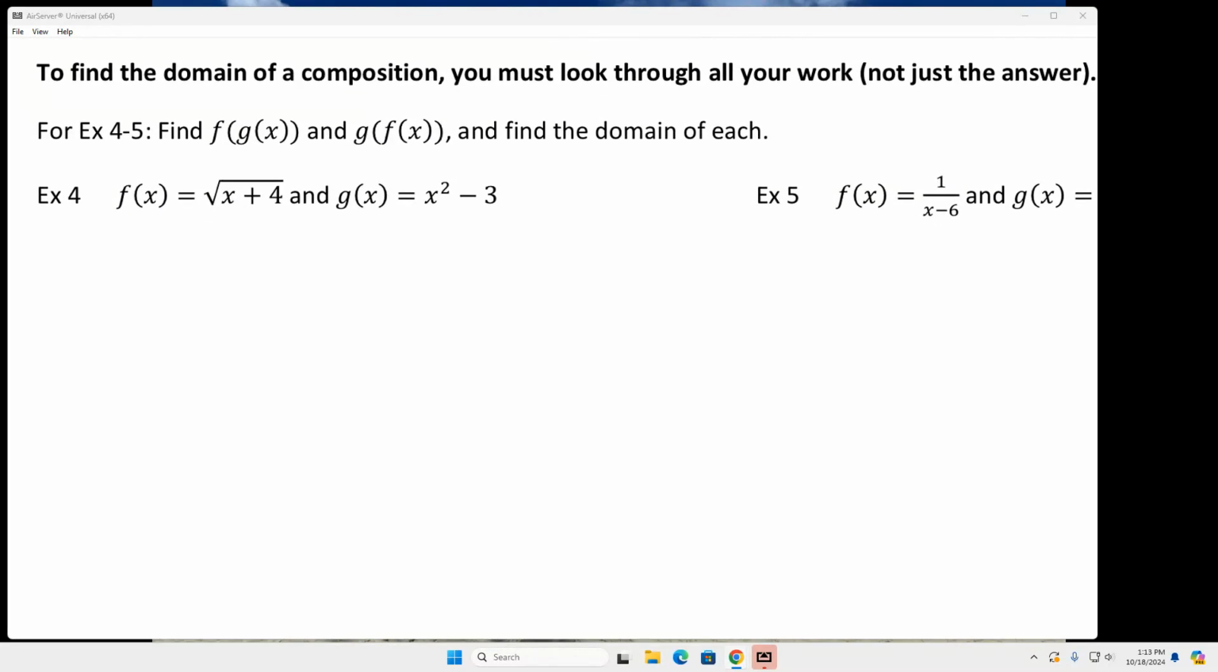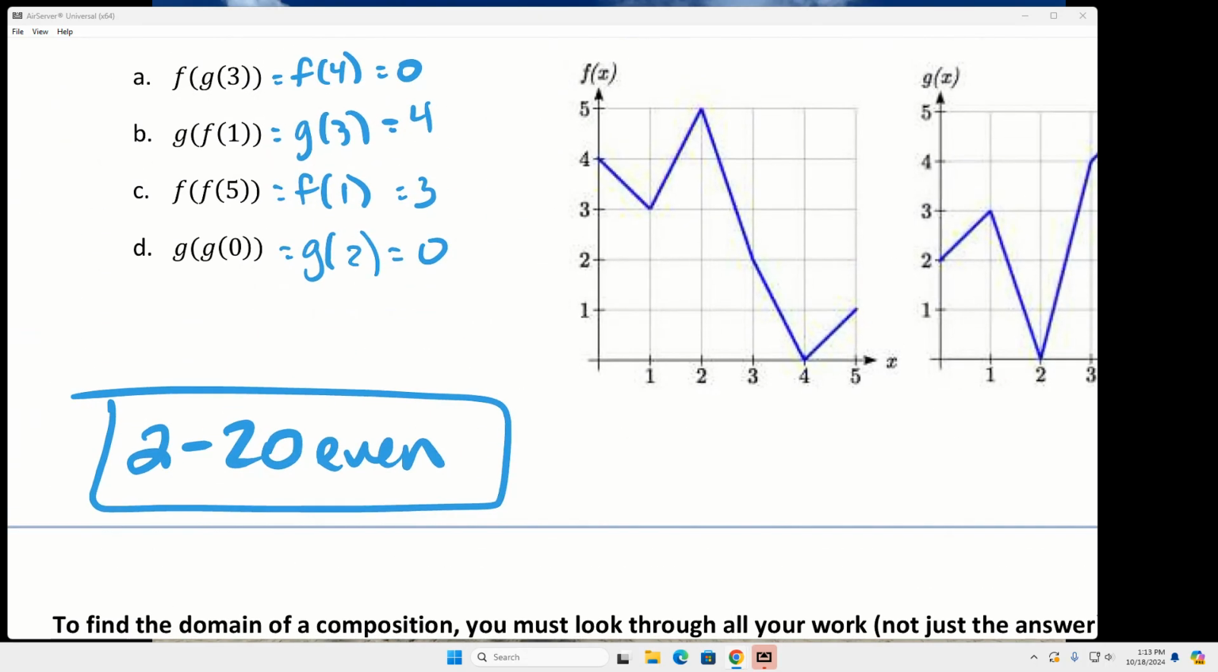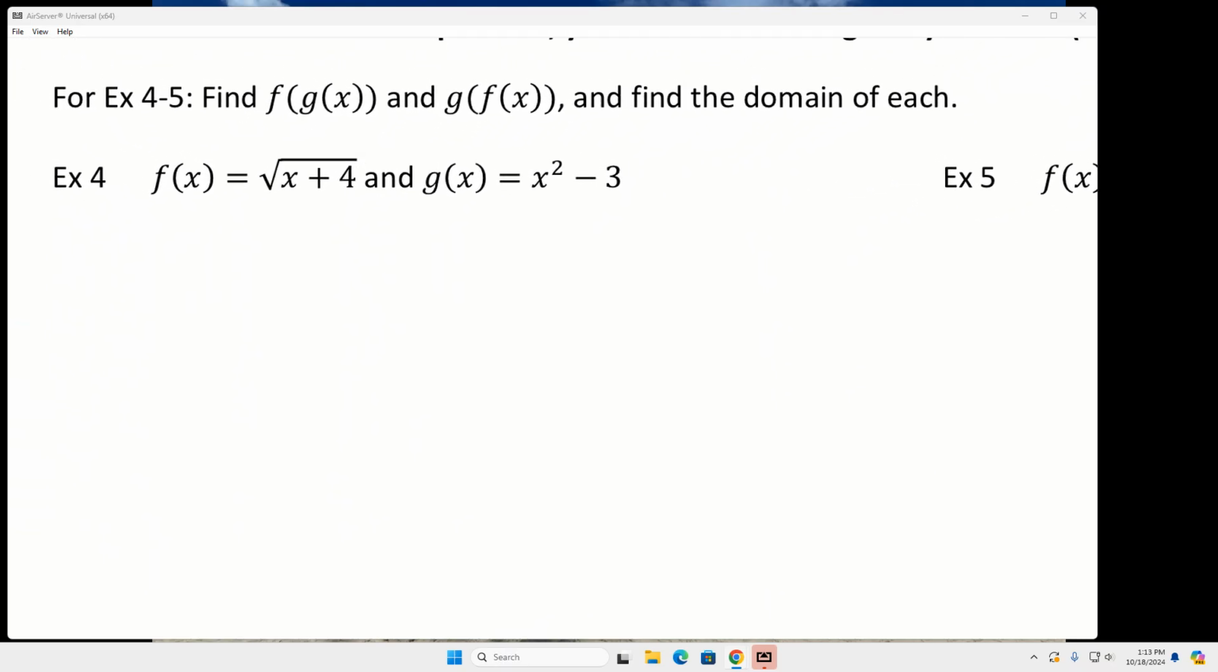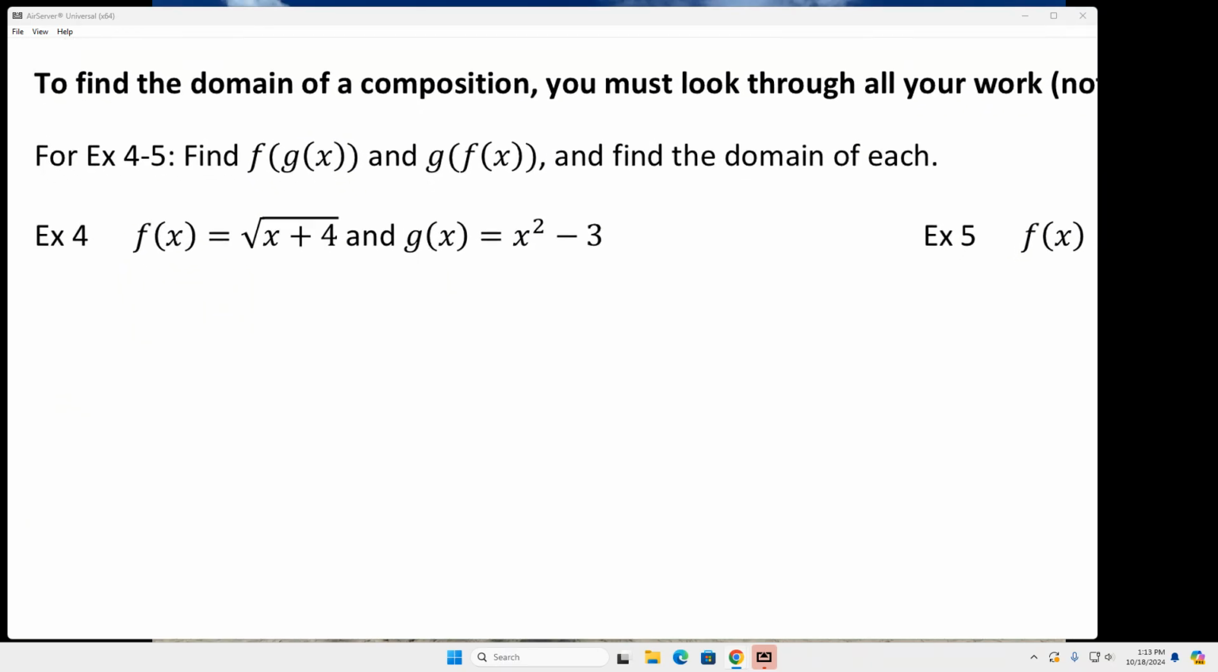So we are going to find these compositions where x is x. Doesn't have a value, the value changes. So our answers aren't just going to be like 0 or 3. Our answers are going to be expressions. And so it's going to be fine. It'll be okay. And we're also going to tell the domain of each of our compositions.